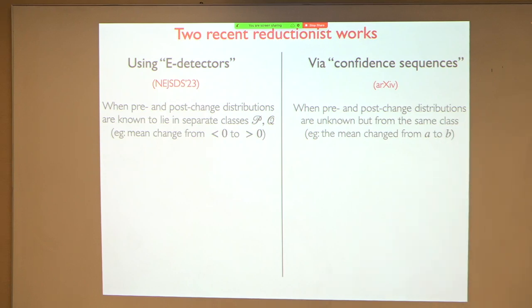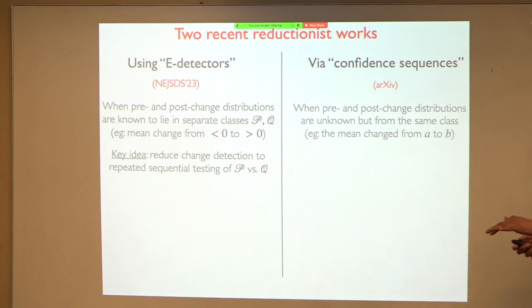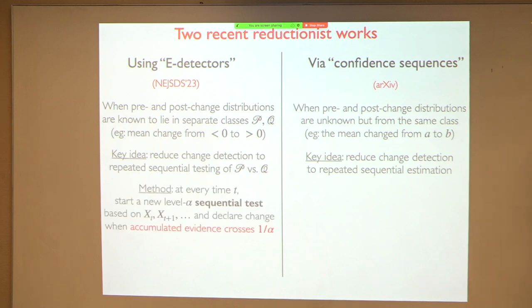So what we're going to do is, for this first problem, reduce change detection to repeated sequential testing of P versus Q, and in the second case, reduce change detection to repeated sequential estimation using confidence sequences. That's the method at a high level, and I'm going to go into details now.